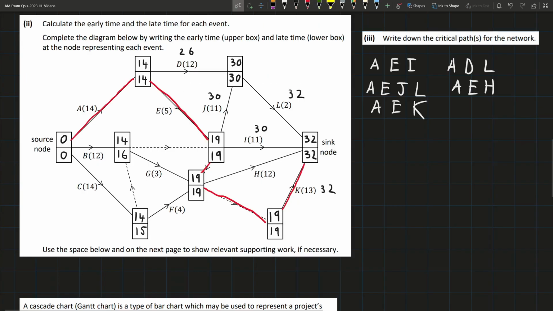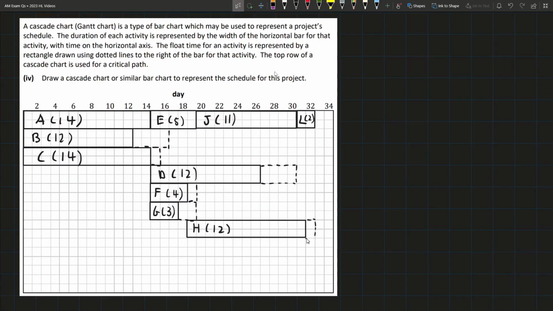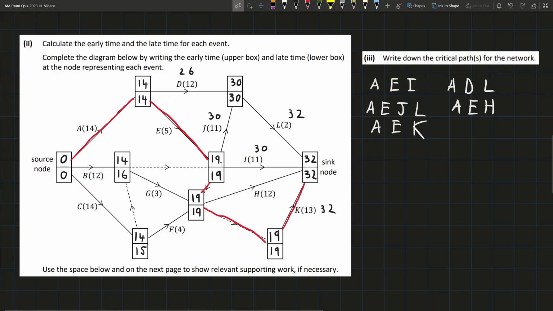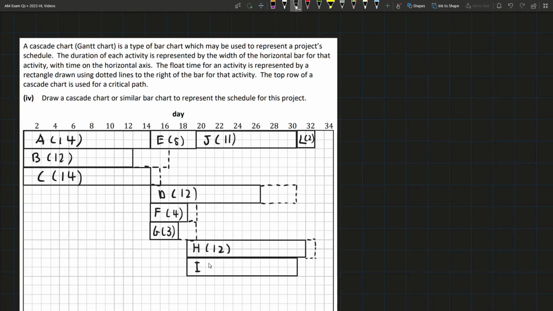H can start on day 19, and it doesn't have to be completed until day 32. 19 plus 12 is 31, so we have 1 extra day to complete it after that. I can start on day 19. It takes 11 days, so it'll be done by day 30. Then we have 2 days of leeway. J is in our critical path, so we don't have to worry about it.